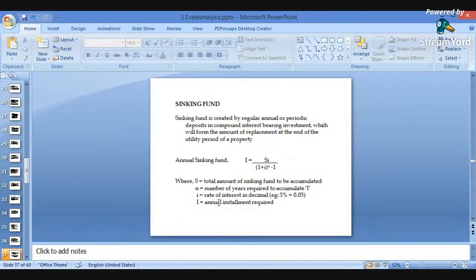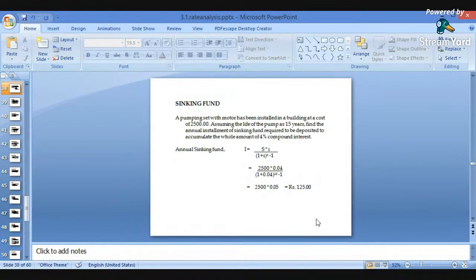So capital I stands for the annual installment required, that is equal to S into i divided by (1 plus i) raised to n minus 1. Here S stands for the total amount of sinking fund to be accumulated, whereas i stands for the rate of interest, for example 5%, that is 5 divided by 100, which comes to 0.05. It is just an example. And n stands for the number of years required to accumulate.